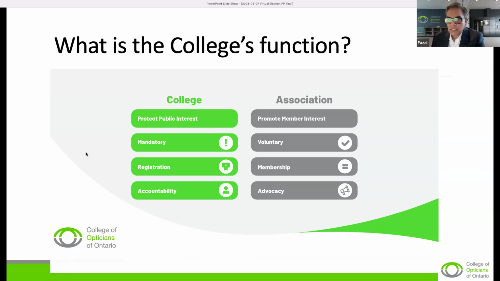The college's function is all about accountability of its registrants, to make sure that they are practicing to the level that they're supposed to. The association is about advocacy, and as I said, they are your voice. If you've got a cause, you bring it to their attention, and they might get behind it. Then they'll typically get in front of government and lobby them. So definitely lobbying is not really in the scope of the college's functions.